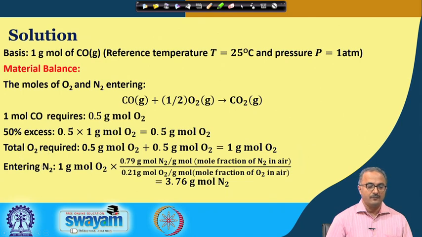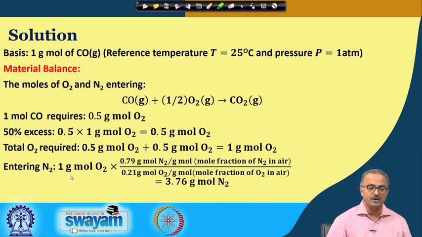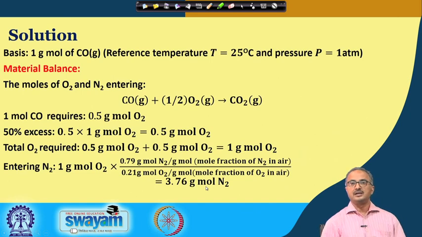Now once we know the amount of oxygen sent into the system, we can calculate the amount of nitrogen entering the system by knowing the composition of the air. So here we are writing that for 0.21 gram mole of oxygen we are getting 0.79 gram mole of nitrogen. So for 1 gram mole of oxygen, how much nitrogen will be sent? This is the amount of nitrogen that is also entering the system with the air.